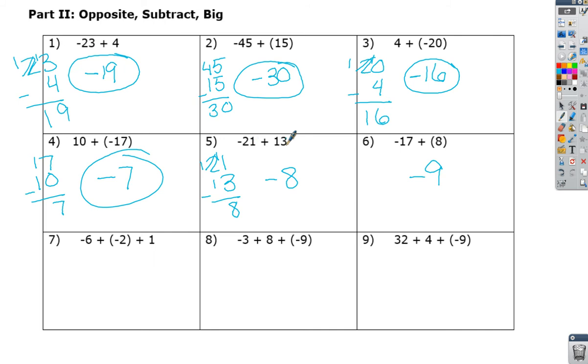Our signs are different, so we'll take the difference and keep the sign of the larger number. So 21 minus 13 is 8, and our larger number is 21, so our sign is negative. We have a negative 8.